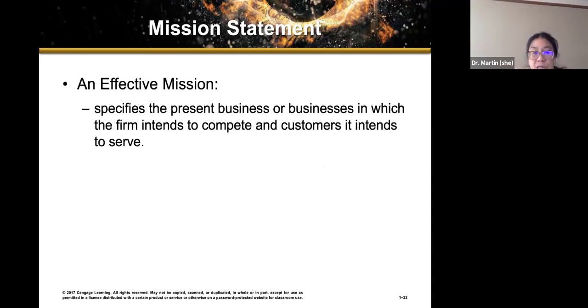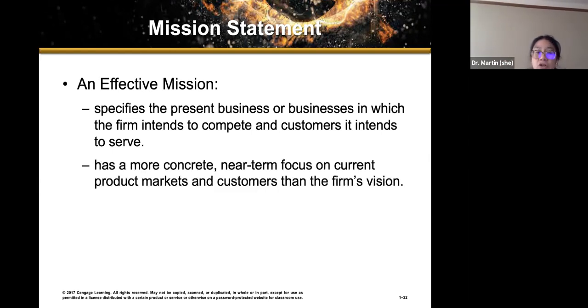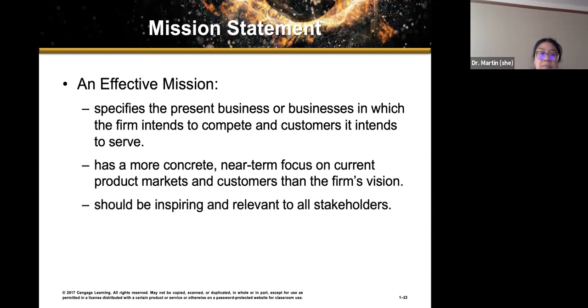So a mission statement is different. It specifies a present business, or businesses, in which the firm intends to compete and the customers it intends to serve. So it's more concrete and it's focused more on the present or the close present, and you're looking at your products and your customers rather than the organization's vision. Your mission should be inspiring.